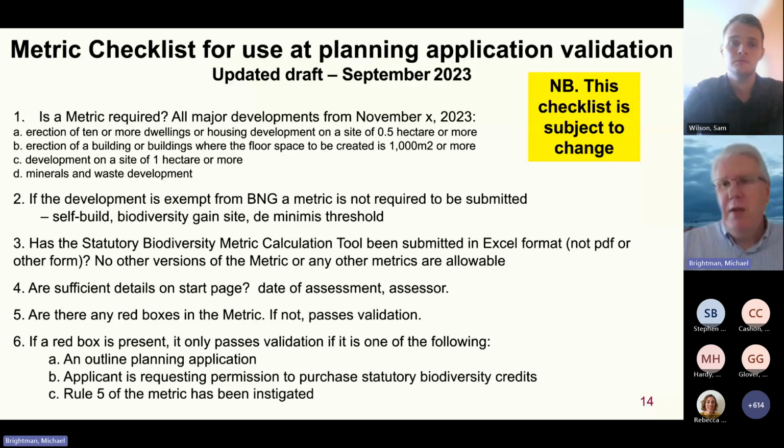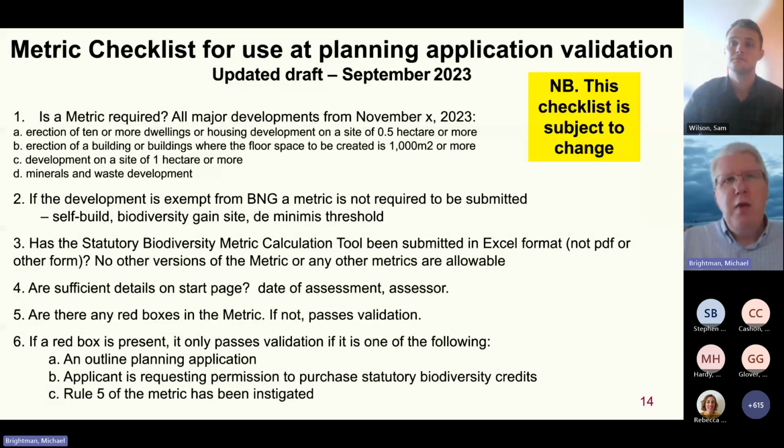The next check would be that the correct biodiversity metric has been submitted. So it must be the statutory metric, and it must be submitted in Excel format, not in any other formats, and no other version. The next check would be to see that there are sufficient details on the start page. There are a number of details that can be put on the start page, but the two details that must be included are the date of assessment and the assessor, where the assessor is the person who has completed the metric. The next check is whether there are any red boxes in the metric. And for most metrics, where there's a red box present, it will not pass validation.